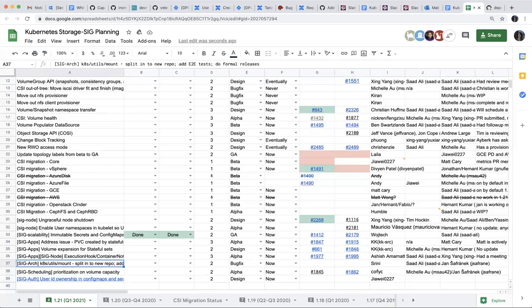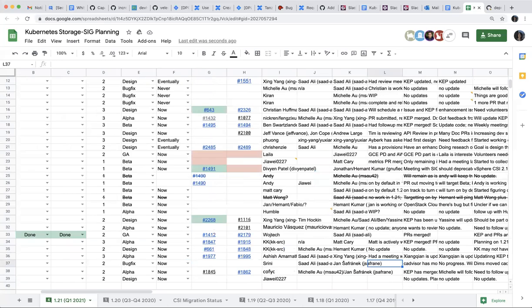Next one is Utils mount split into a new repo. I think Srini is working on this. Do we have any update? Sado Yang, have you heard anything about this? No. Okay, I don't have any updates on that one. Okay, thank you.